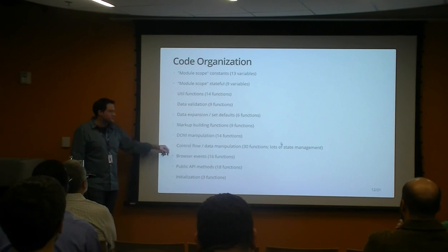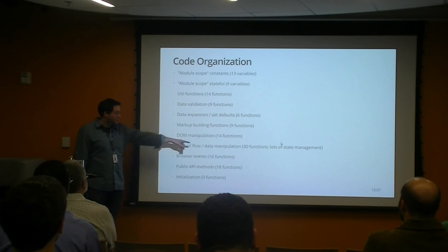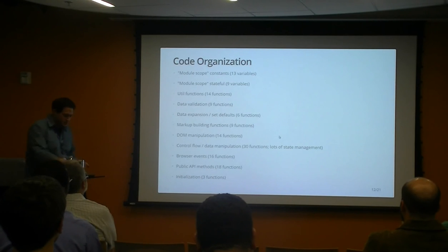Control flow of data manipulation, this is the meat, this is where the hard stuff happens. This is matching, and what options do I return, my local options versus Ajax options, and all that complexity. It's like 30 functions. This would be the hard part of the app. Browser events are one section, then public API methods, and then initialization. Let me show you real fast.